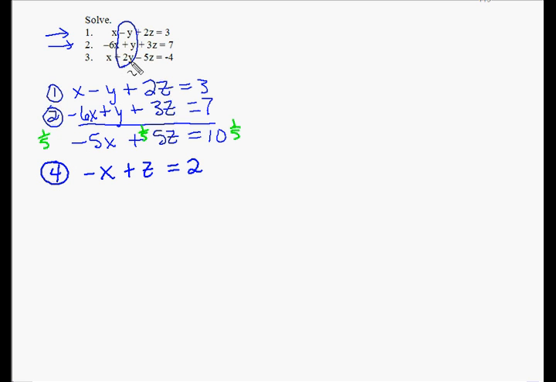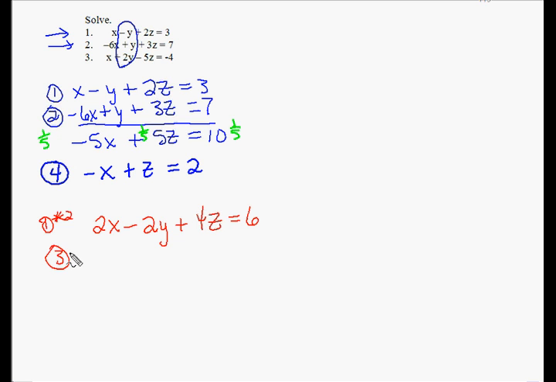Now I still need to get rid of the y in the third equation. So I'm going to use the first equation again, but this time when I use the first equation, I'm going to multiply it by 2. That'll give me 2x minus 2y plus 4z is equal to 6.